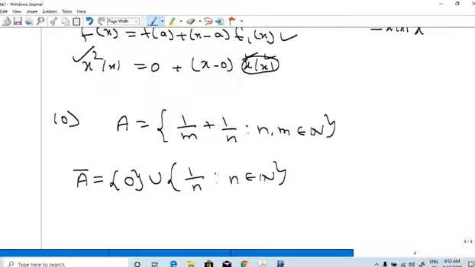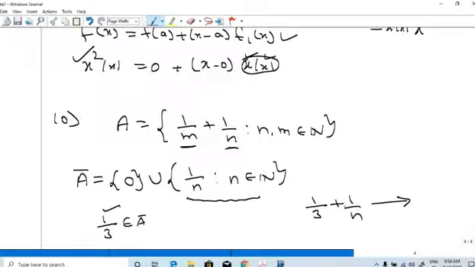Actually, what does limit point mean? We have to find a sequence that converges to that point. So it contains all the 1 by n forms. For example, if you take 1 by 3, it's always a limit point. That means we have to find a sequence in A that converges to 1 by 3. What is the sequence here? We take m equal to 3 and then n varies. Therefore, consider 1 by 3 plus 1 by n. Now n is varying, so this is a sequence in A. As n goes to infinity, 1 by n goes to 0, therefore it converges to 1 by 3. Therefore 1 by 3 is also a limit point.